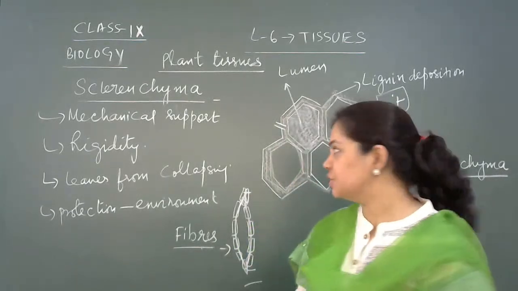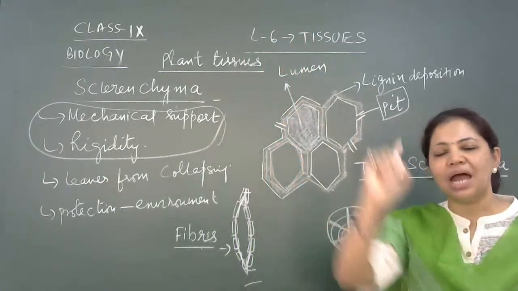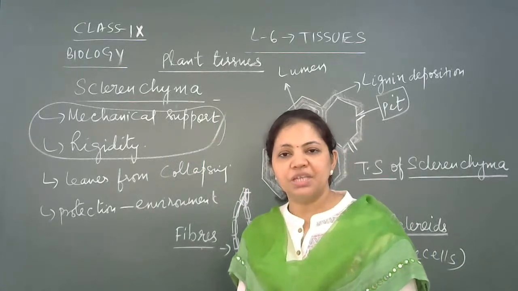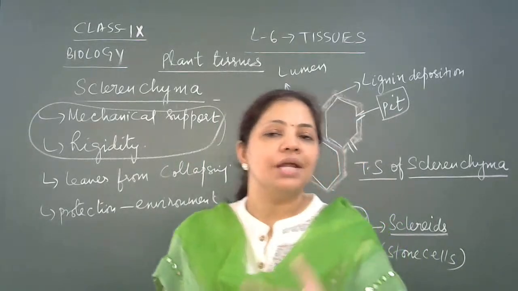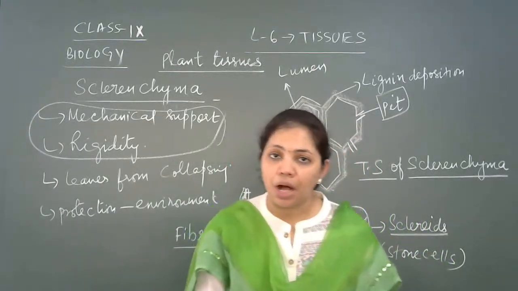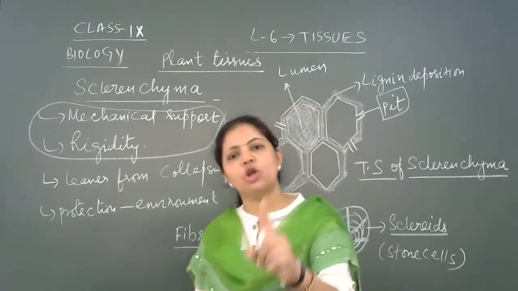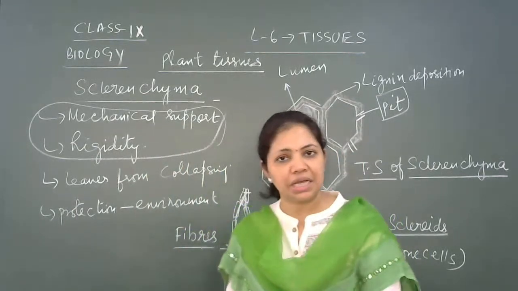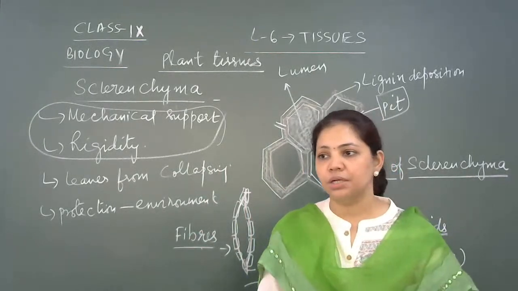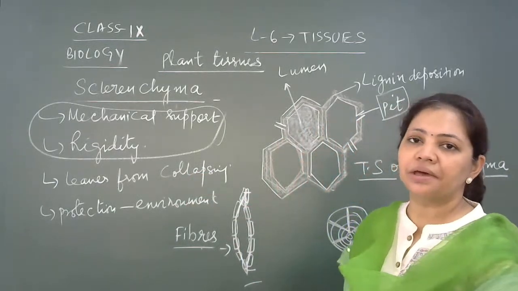But the main function which you have to remember is that the plant tissue which provides mechanical support and rigidity, meaning which makes the various plant parts hard, rigid and mechanically strong, is sclerenchyma. Because your question will many times be for one mark, you only have to write one common function, that is providing mechanical support and rigidity to the plant part, right? So those are some important functions of sclerenchyma.